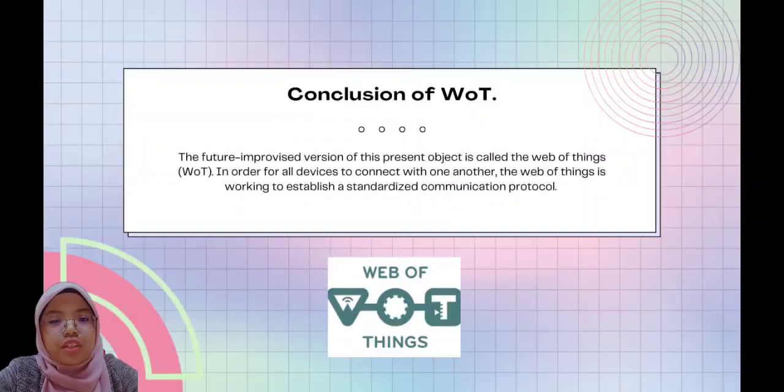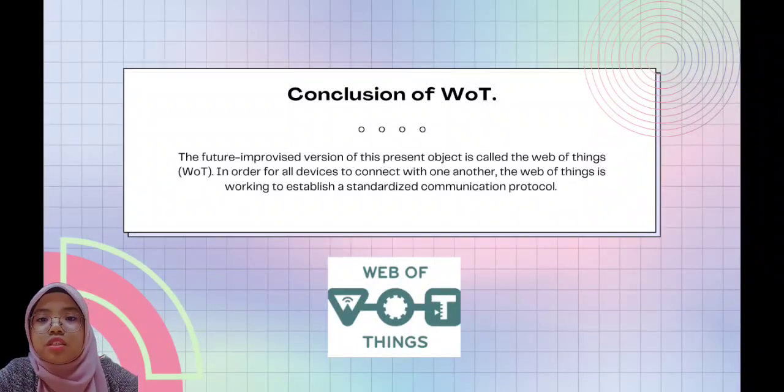As the conclusion of WoT, it is the future improved version of the present, and this present object is called the Web of Things. In order for all devices to connect with one another, the Web of Things is also working to establish a standardized communication protocol. We can make browsing as simple as IoT connectivity.